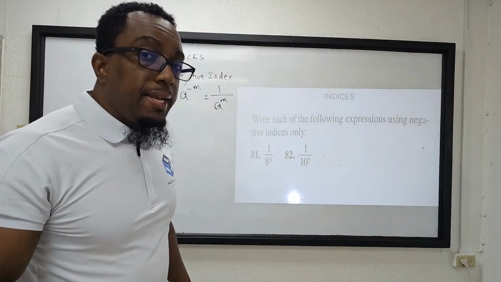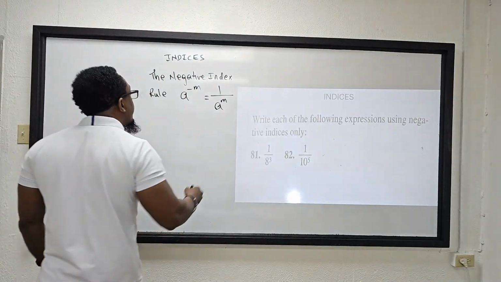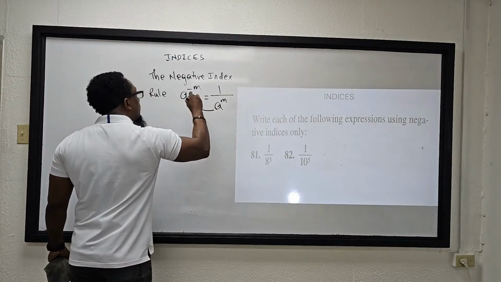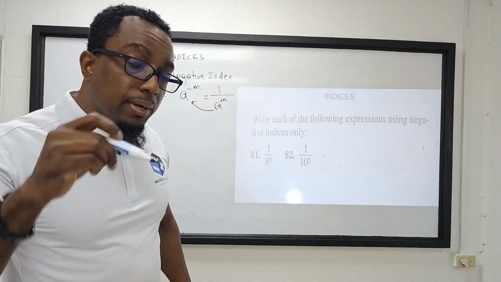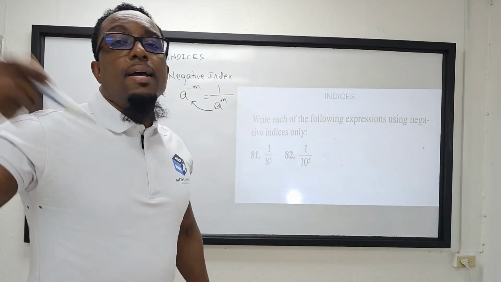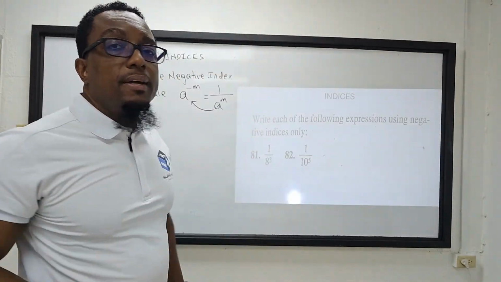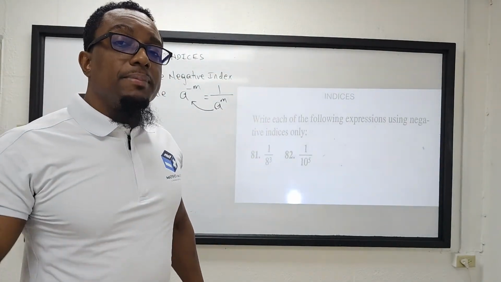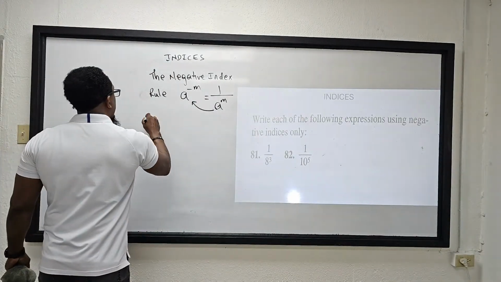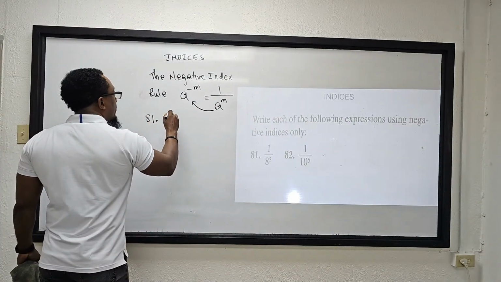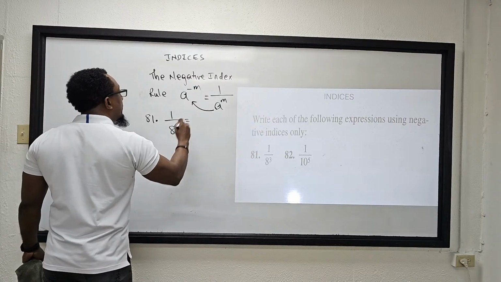Still on the negative index, but the reverse action. So you move it from here back to, so you're moving that A to the M power, positive M in the denominator. When you move it up to the numerator, that power, positive M, becomes negative M. So if you have 81, 1 over A to the power of positive 3.